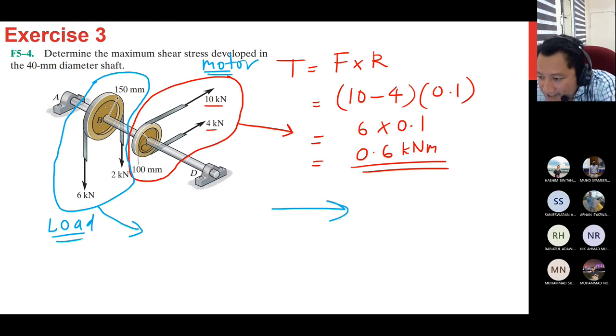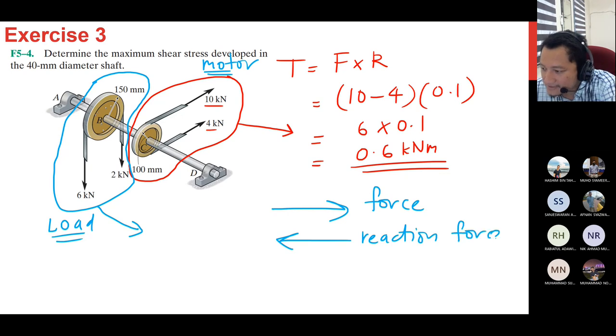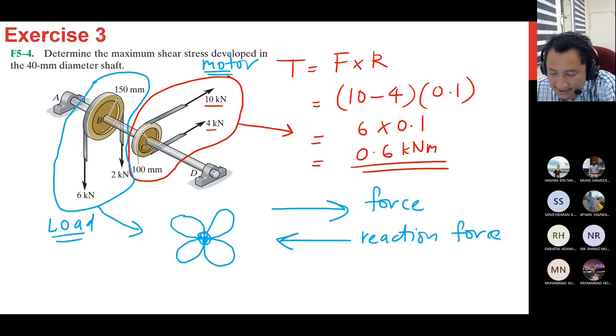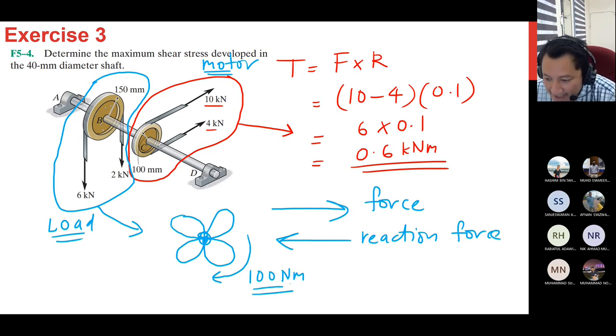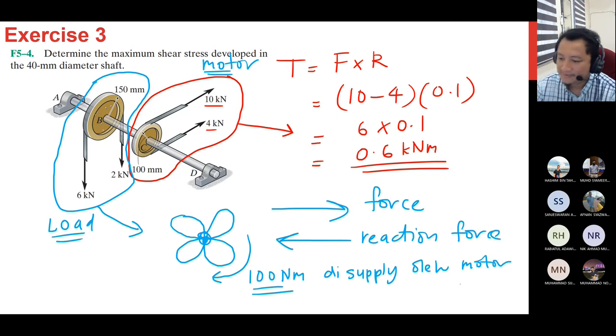Kan setiap force ada reaction force. Ini force, ini reaction force. Memang macam tu pun. Katalah kamu nak menggerakkan satu kipas. Kipas ni nak bergerak, katalah dia memerlukan 100 Newton meter. So 100 Newton meter tu akan disupply oleh motor. So memang dia akan dua benda tu je lah.